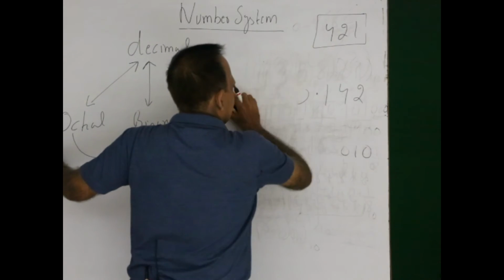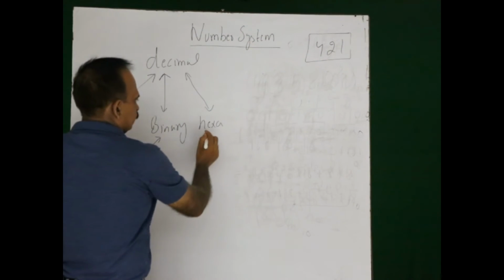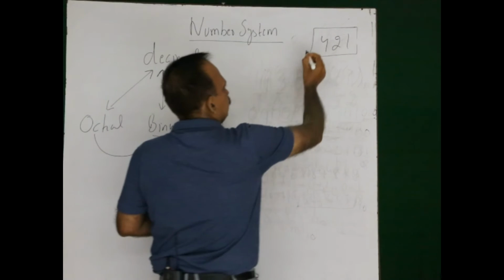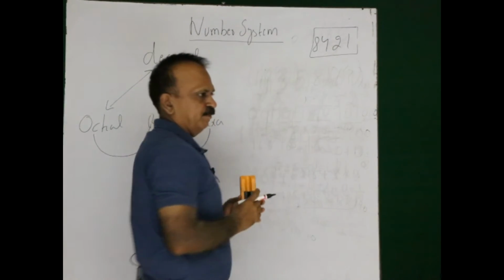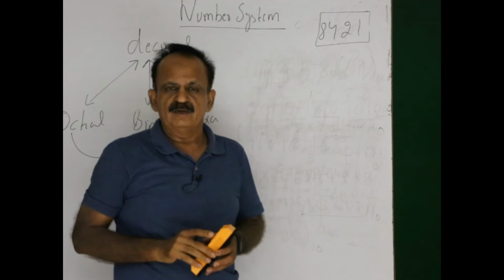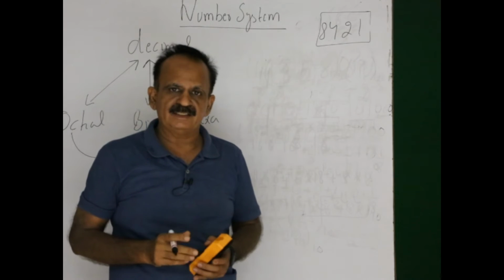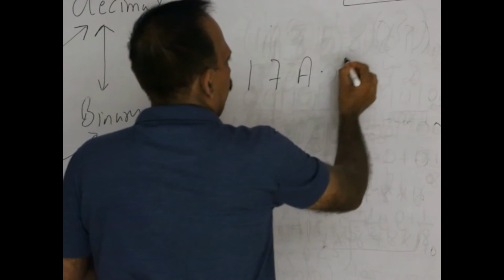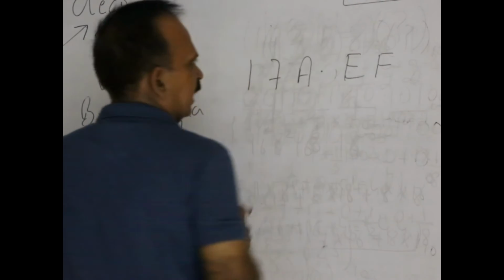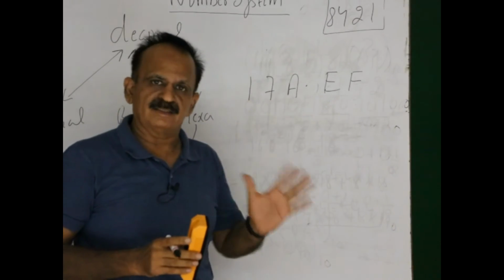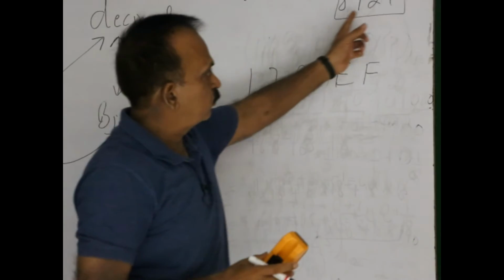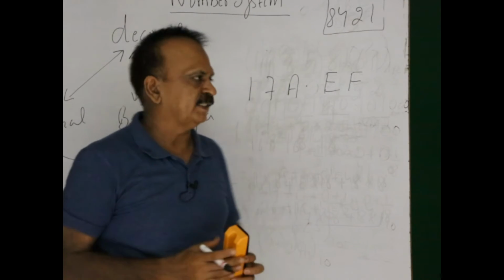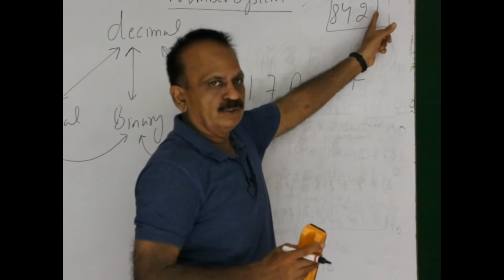The next conversion is hexadecimal to binary. The procedure will be the same, but I will be using the code 8421. That means I will be writing the 4-bit binary equivalent of each hexadecimal digit. Let it be 17A.EF. This is a hexadecimal number, and I want to convert it to binary. By using this code, I will write the 4-bit binary equivalent of each hexadecimal digit. Like 1. That means I will be using only this one.